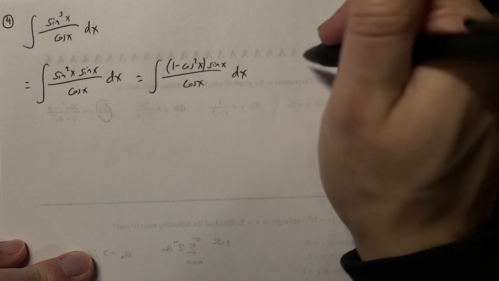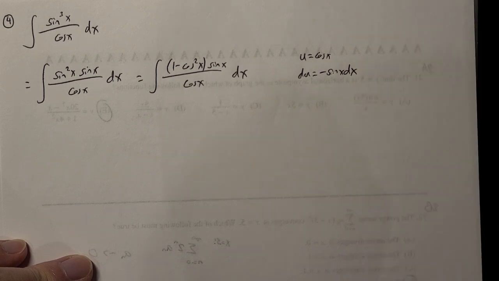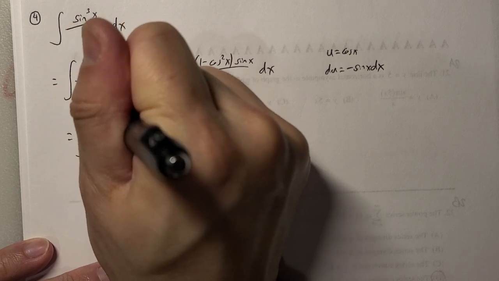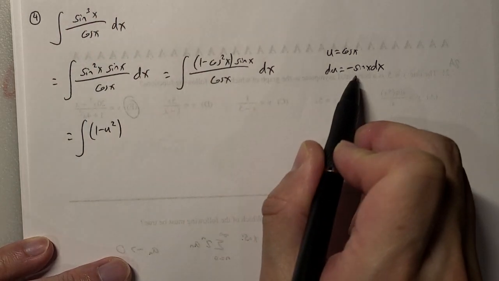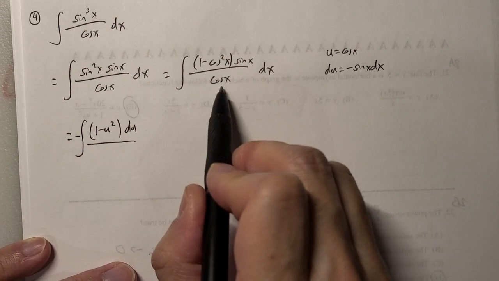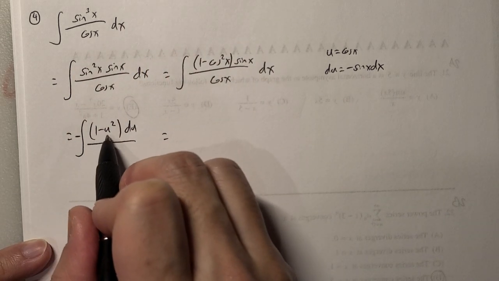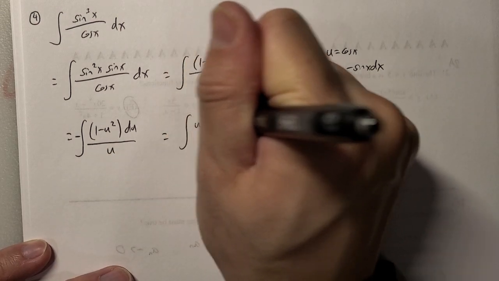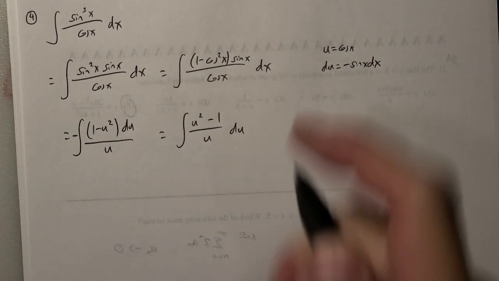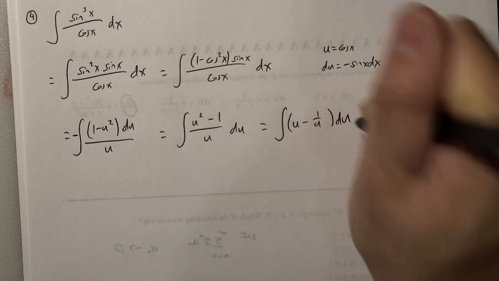Now we can let u be cosine. du would be minus sine. So our integral becomes 1 minus u squared is this term. Sine x dx, that's negative du. So let's move the minus sign out. Over cosine x is just u. Actually, let me move this negative term back in. I'm going to distribute the top so that I don't lose track of it. Now we got this. Now this is easy. We can divide through by the u, so it'll be u minus 1 over u du.